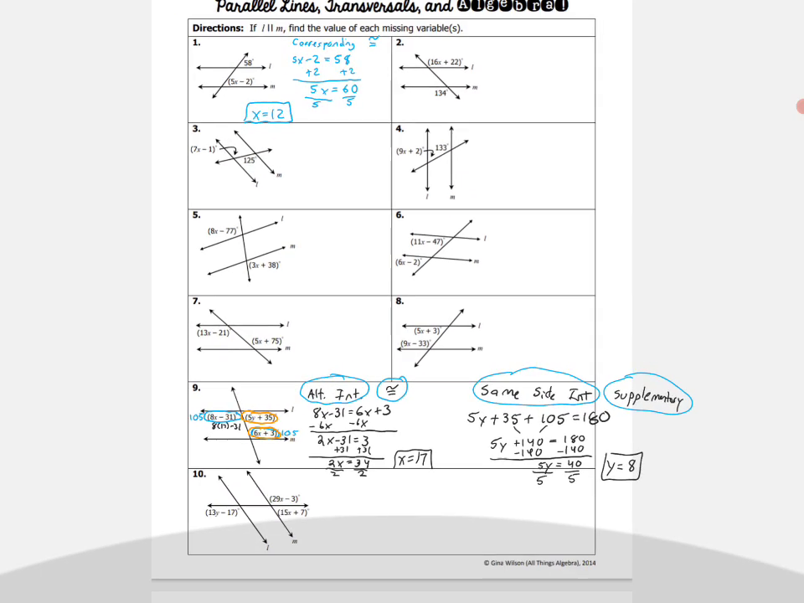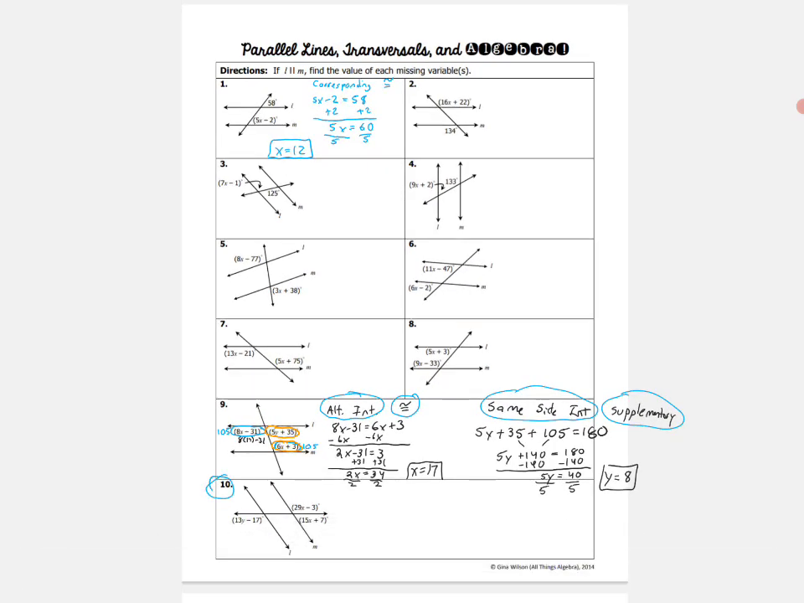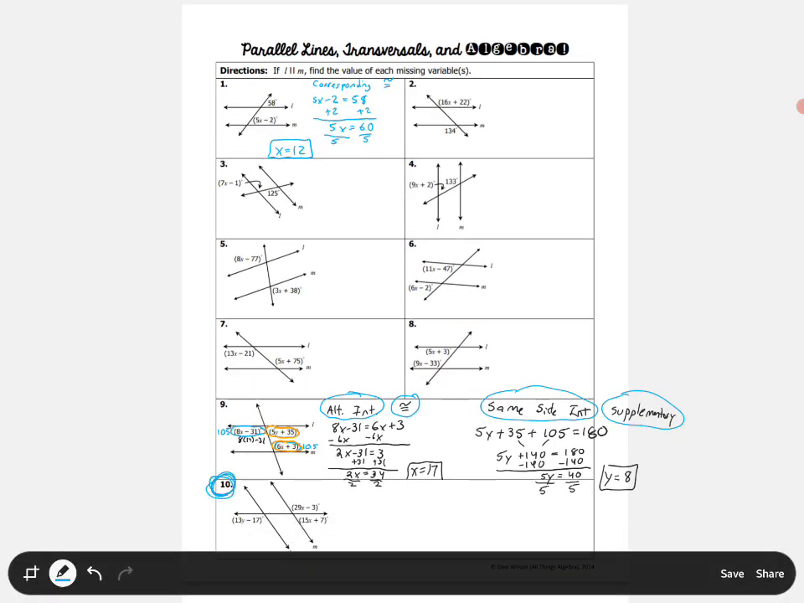All right, so I did two for you guys. Number 10 is a little bit tricky, so if you need help on that, definitely let me know. But I would like you guys to complete the ones we didn't do.